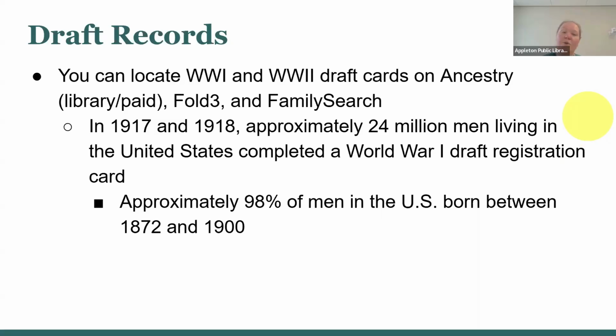You can use them to look at the draft cards. For World War I, in 1917 and 1918, approximately 24 million men in the United States completed a draft registration card. And remember, just because they completed this card does not mean they served. It just means that they were eligible to be drafted. It covers approximately 98% of men that were in the US and born between 1872 and 1900. So there's a good chance that you'll find quite a few male ancestors in these World War I draft records.